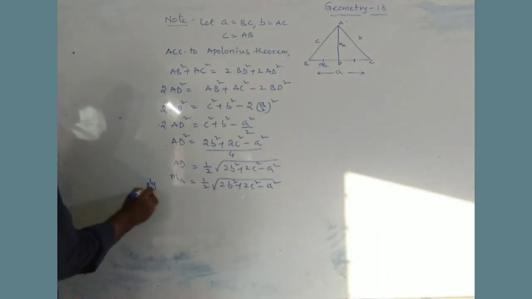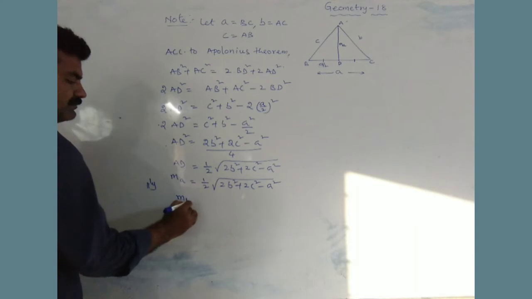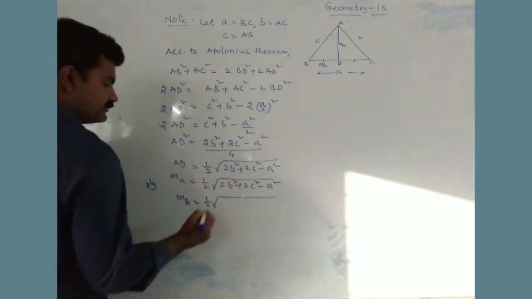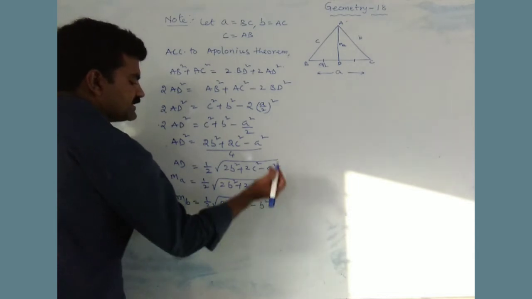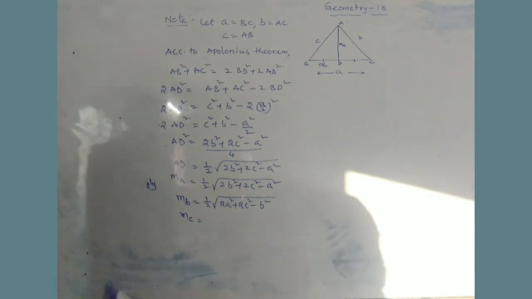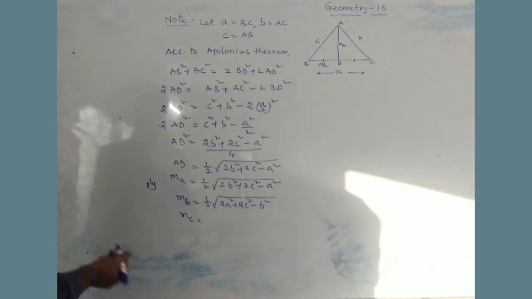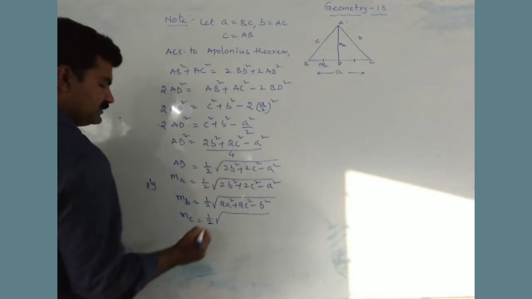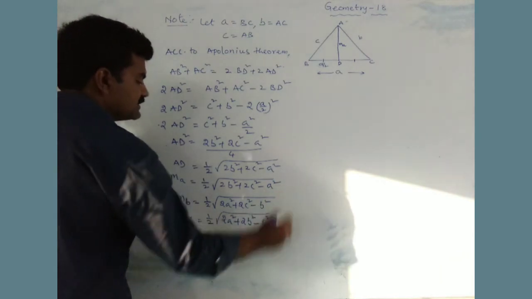And similarly, my dear, we can also write the formula of the length of the median through B, that is half into root of 2a square plus 2c square minus b square, as well as the length of the median drawn through vertex C, which is represented by MC, and can be found by using the formula half into root of 2a square plus 2b square minus c square.